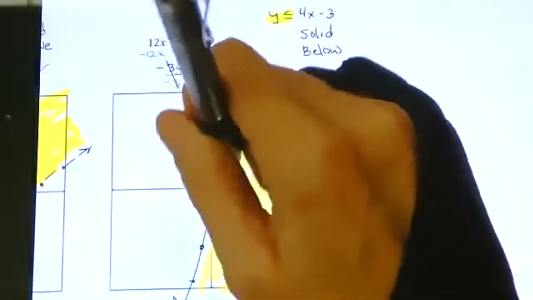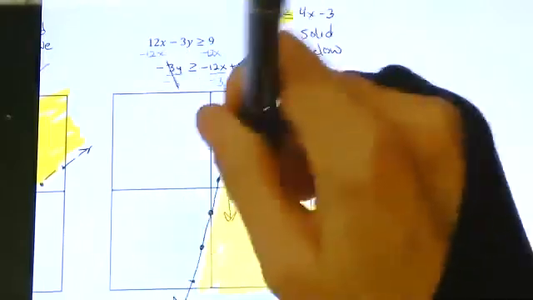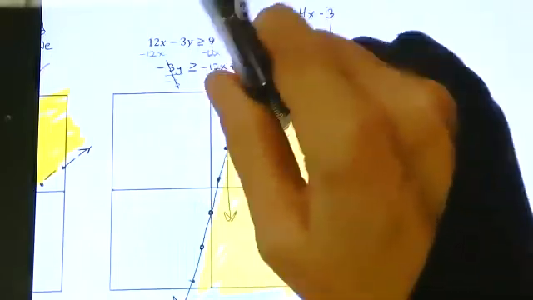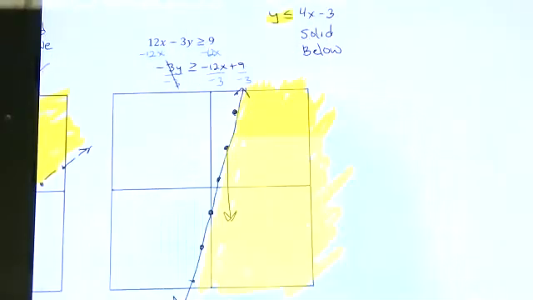Pretty yellow. You can shade it whatever color you want. If you have a pencil, just lightly shade it, and that's all good. Okay, so there is my shaded region.